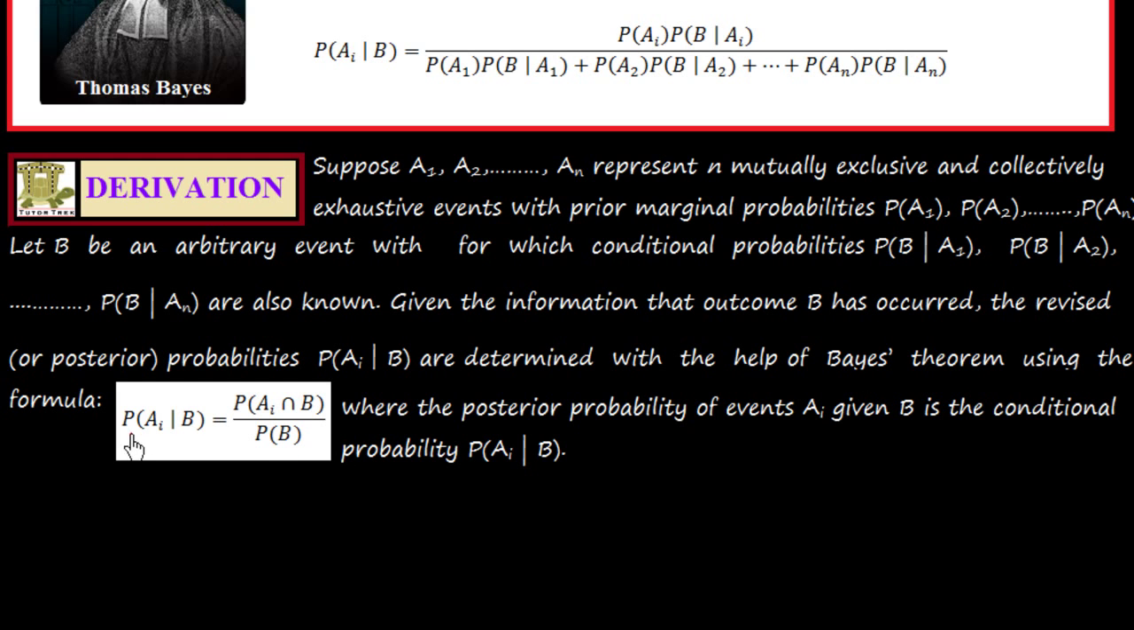Using the formula, probability of Ai given B is equal to probability of Ai intersection B over probability of B, where the posterior probability of event Ai given B is the conditional probability of Ai given B. Here, first I would like to explain this.